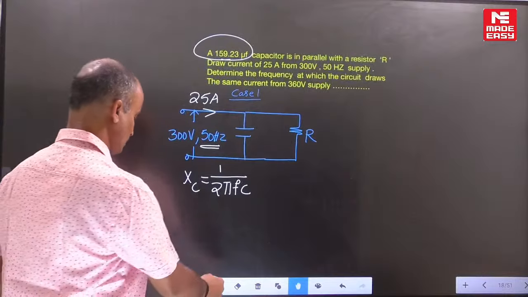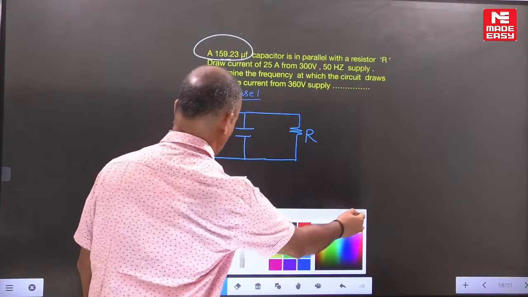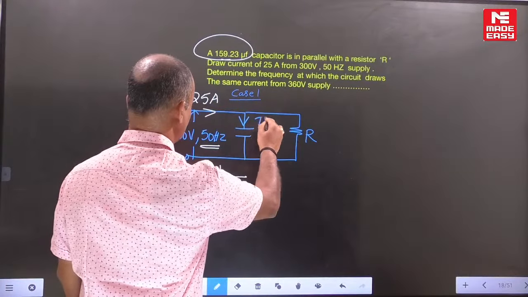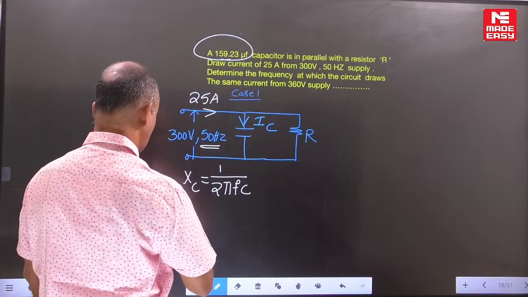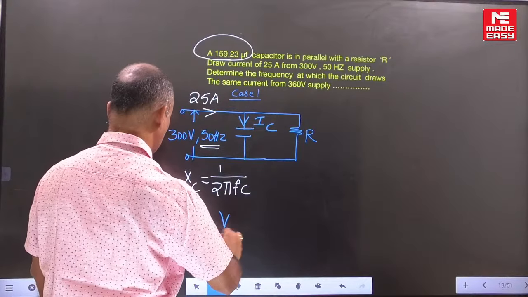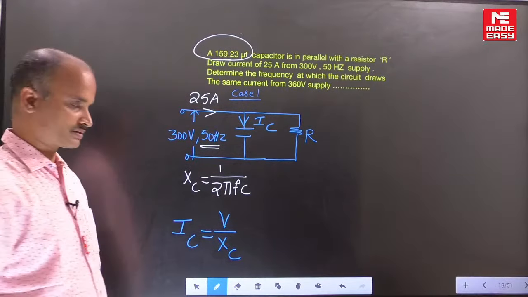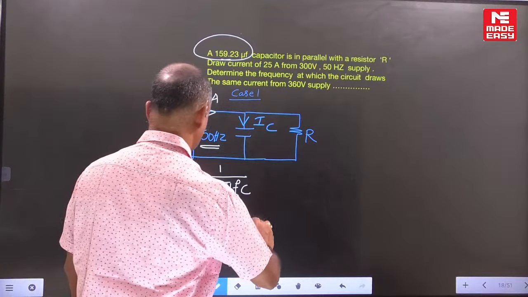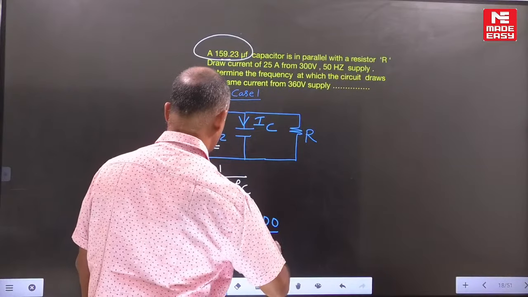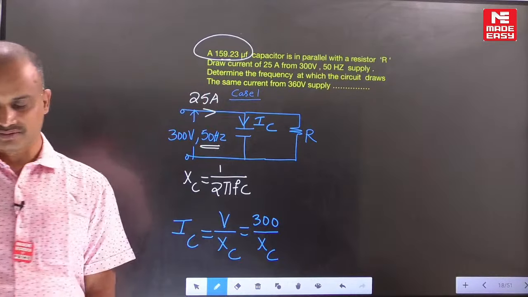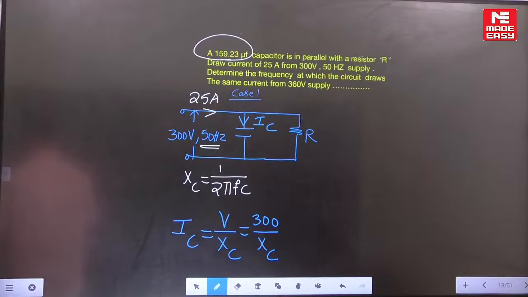Find the XC value. After finding the XC value, can you find the current in the capacitor? The current in the capacitor is the source voltage divided by the capacitive reactance. Source voltage, how much here? 300. 300 divided by XC. Give the answers. I gave hints. Give the answers for the XC value. Then I have to find the IC current.